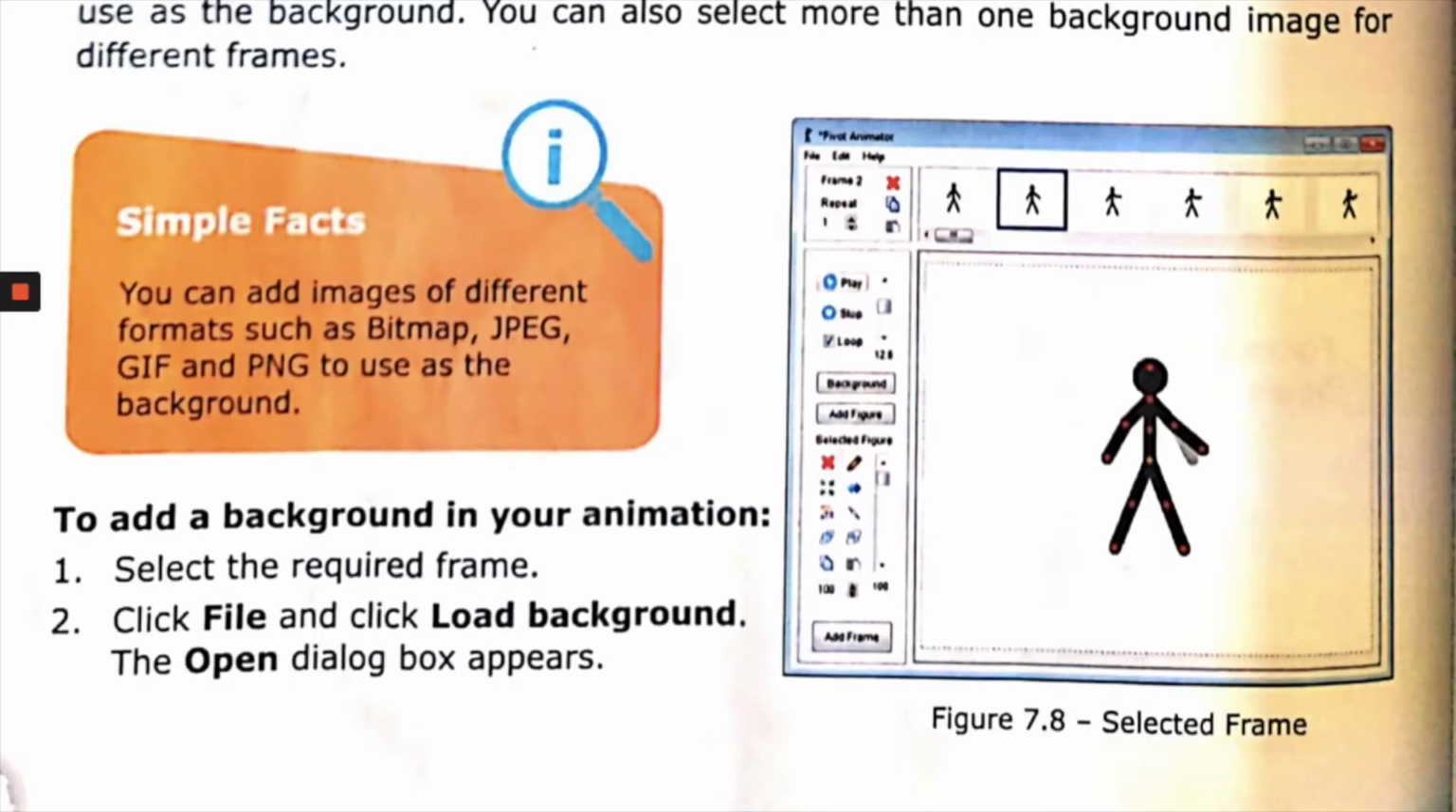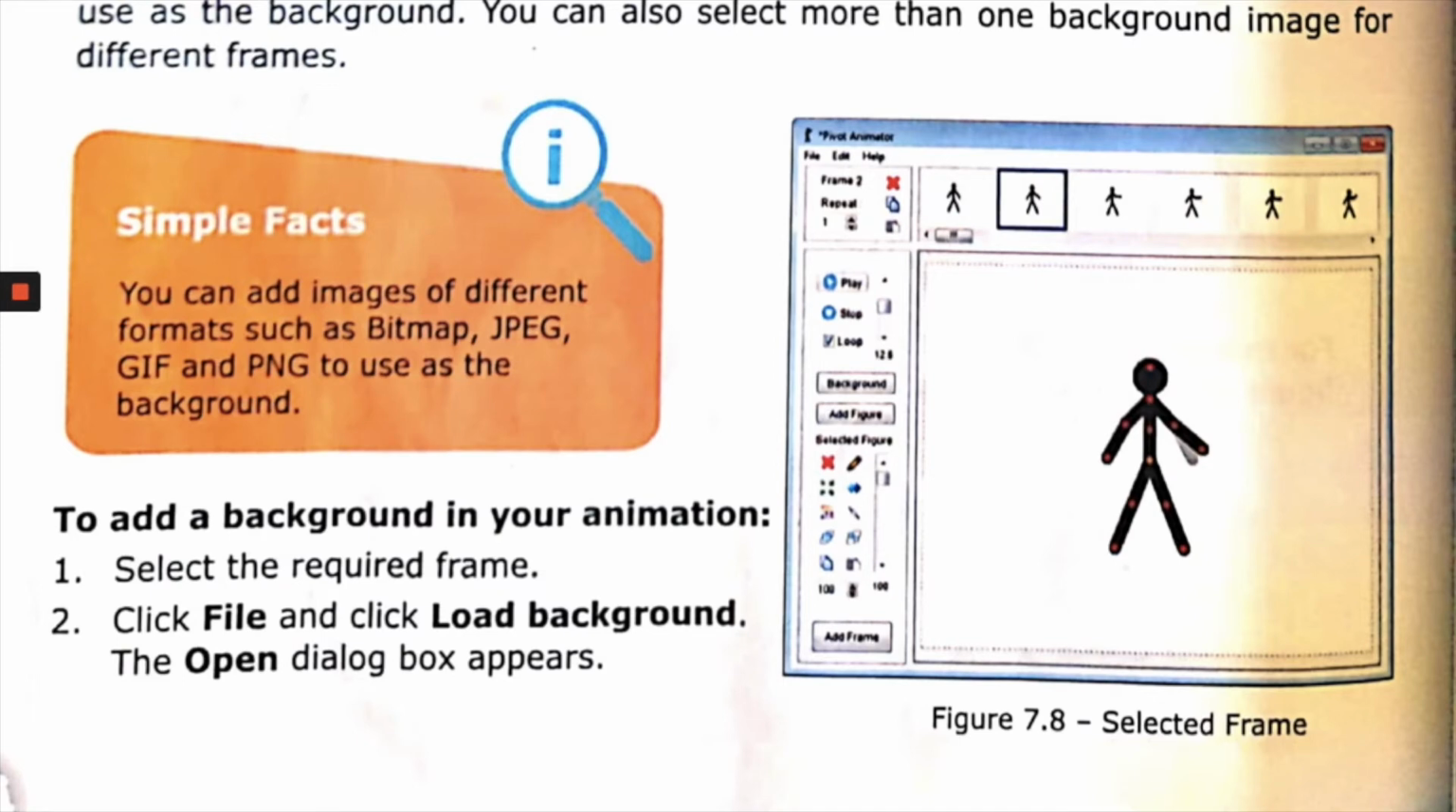Next we have to go through the simple facts. You can add images of different formats such as bitmaps, JPEG, GIF and PNG to use as the background. All the picture formats are usable in Pivot Animator. You can use any one of these formats to insert a picture in the background.